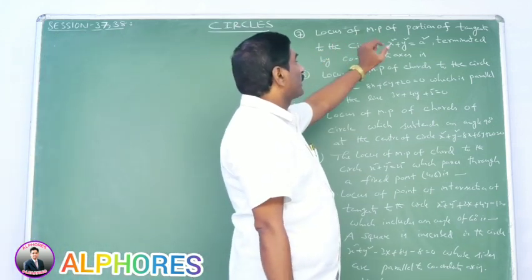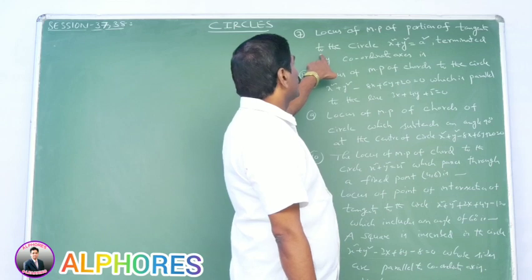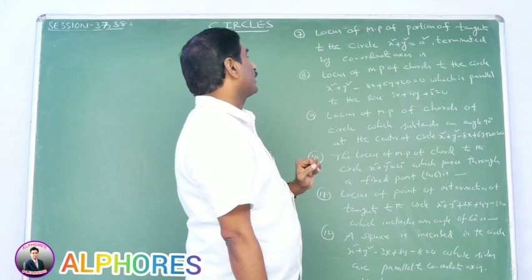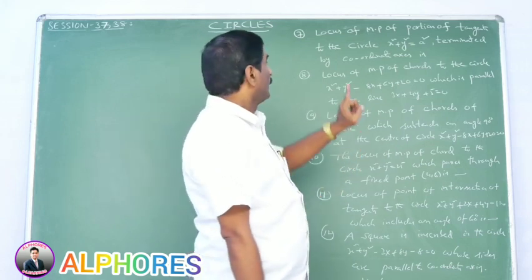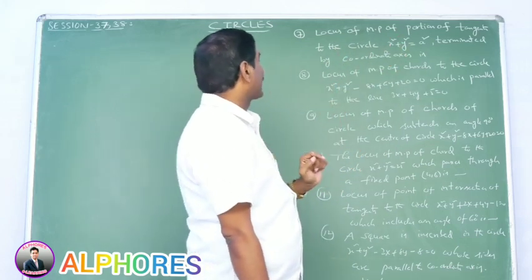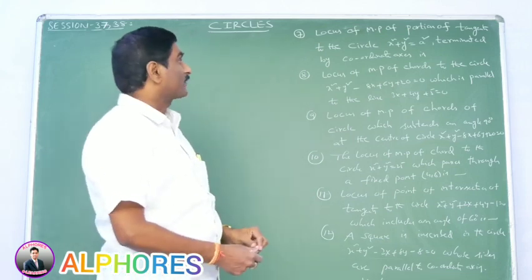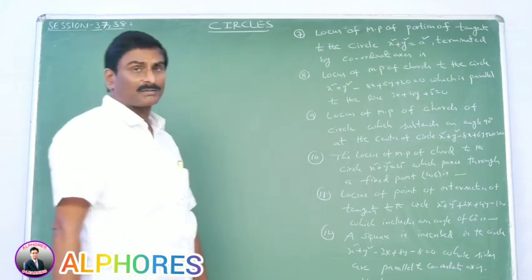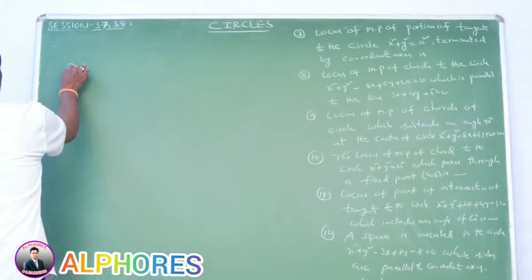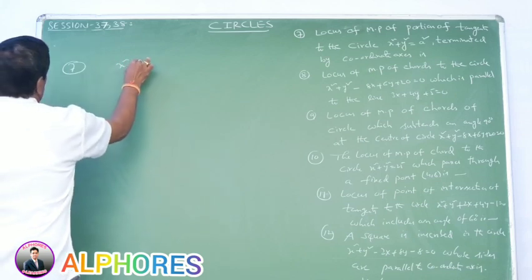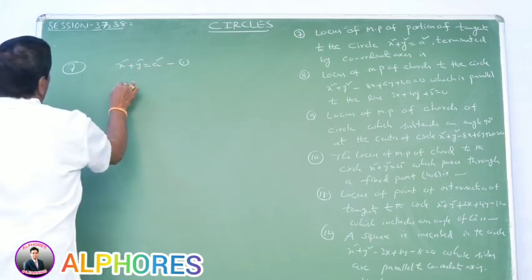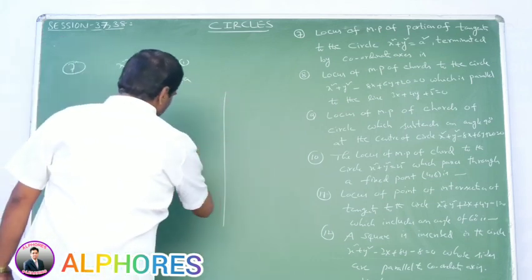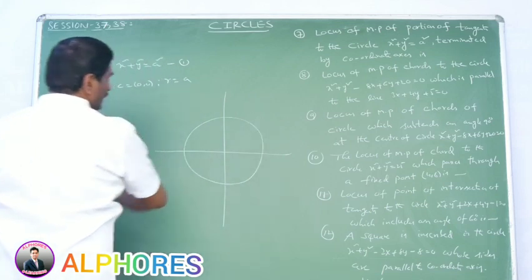The locus of midpoint of portion of a tangent to the circle x square plus y square is equal to a square, terminated by coordinate axis, is dash. Here the equation of the circle is x square plus y square is equal to a square. The center of the circle is 0 comma 0 and radius of the circle is a. It is the circle.